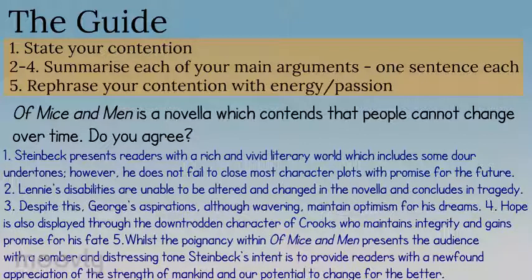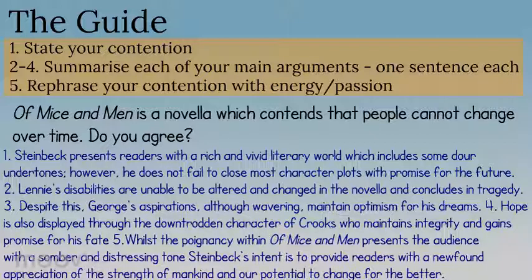So my next 3 sentences are going to summarise each of the arguments that I've made in my body paragraphs. Let's have a look at how I do this. Lenny's disabilities are unable to be altered and change in the novella, which concludes in tragedy. Despite this, George's aspirations, although wavering, maintain optimism for his dreams. Hope is also displayed through the downtrodden character of Crooks, who maintains integrity and gains the promise for his fate.